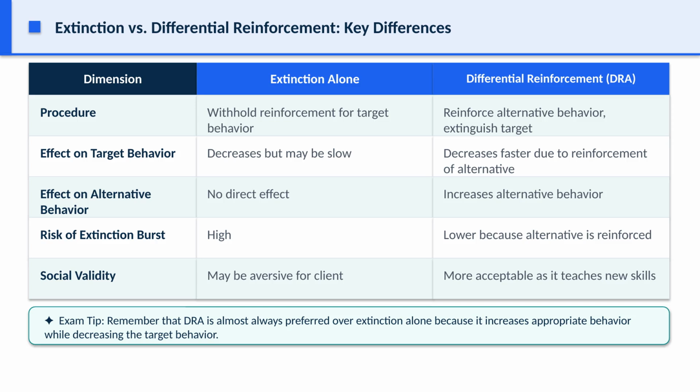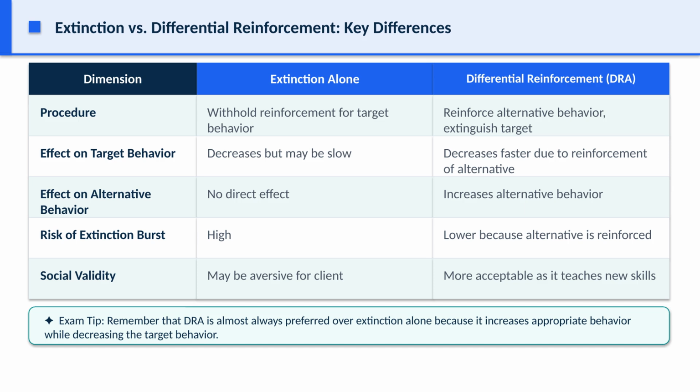On this slide, we compare extinction alone versus differential reinforcement, a critical distinction for the BCBA exam. With extinction, you simply withhold reinforcement for the target behavior, which decreases it but often slowly, and there's no direct effect on alternative behaviors. The risk of an extinction burst is high, and the procedure can feel aversive to the client, potentially impacting social validity.